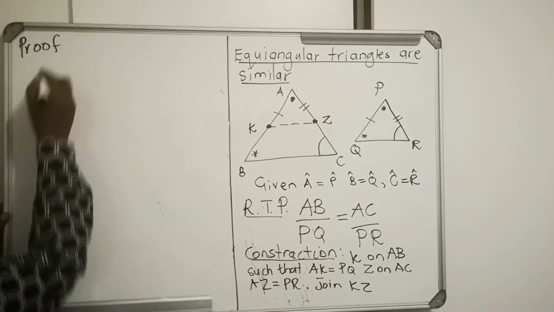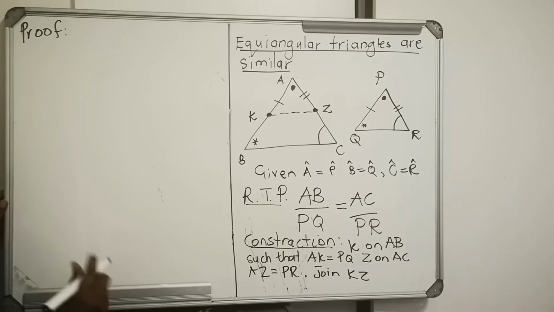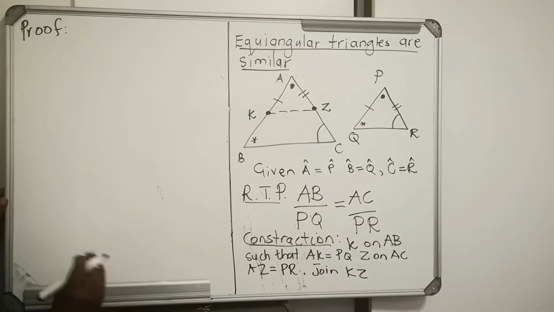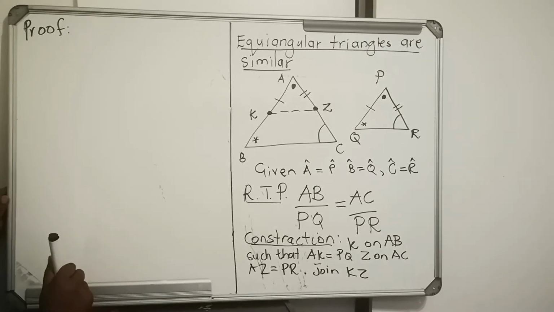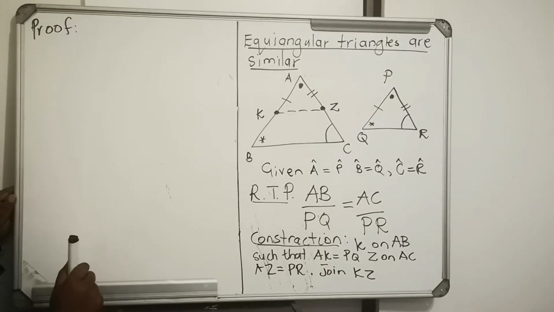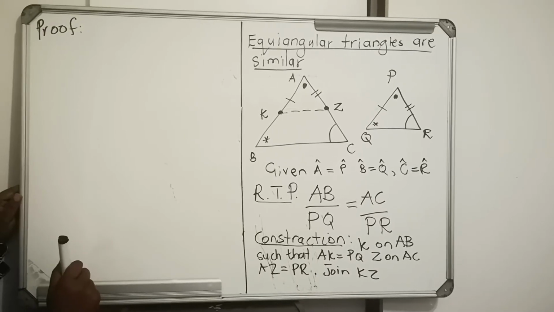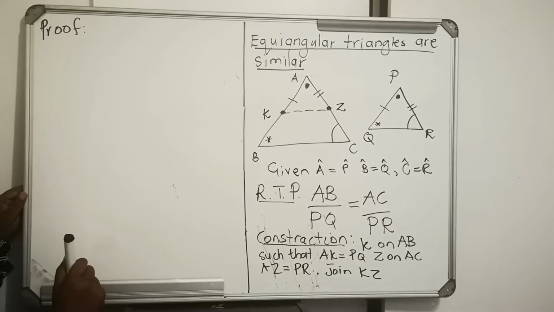Our proof is done in 3 ways. We're going to use 3 things to prove this theorem. The first one, we're going to use congruent triangles. The second one, we use parallel lines. And the third one, we use a line parallel to one side of a triangle. So we're going to start with the first one, congruent triangles.